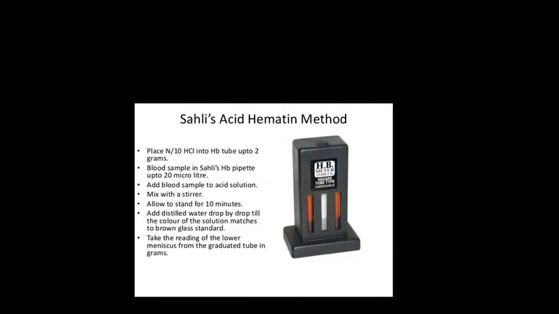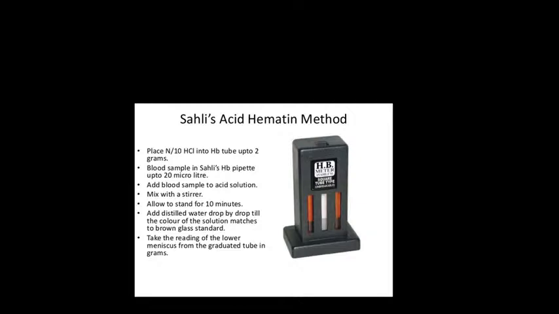Okay. So what's the method? Place N/10 HCl into the HB tube up to 2 grams. N/10 HCl you take up to 2 grams. That is the bottom marking on the tube. Then the blood sample in the Sahli's pipette you are taking up to 0.2 ml. Then add the blood sample to the acid solution.